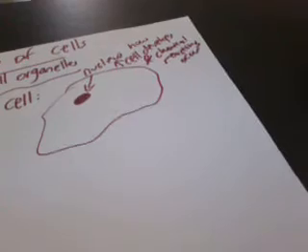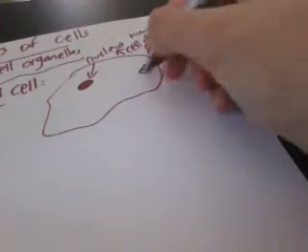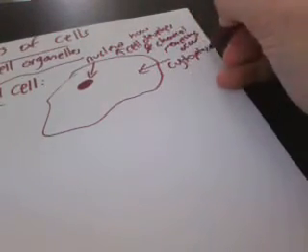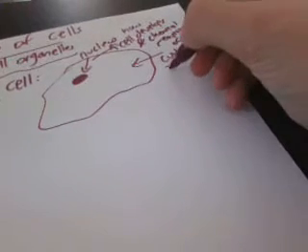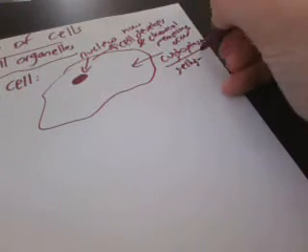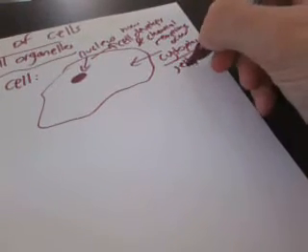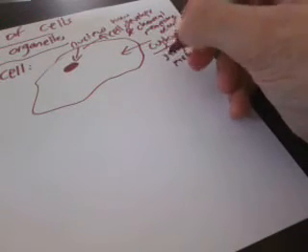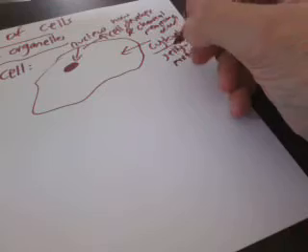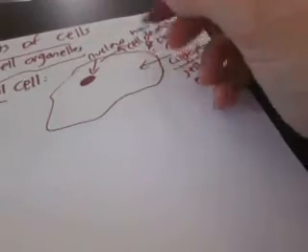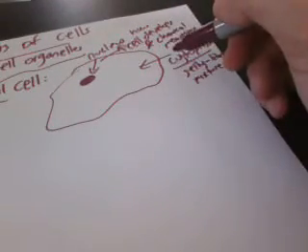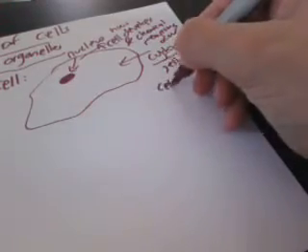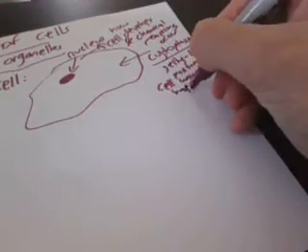You have the cytoplasm. Think of plasma, think of jelly. It's a watery, jelly-like mixture where a lot of the work of the cell happens. So cell work happens here.